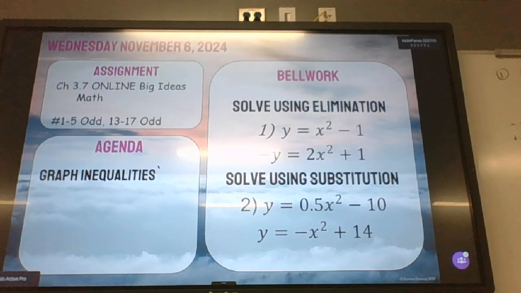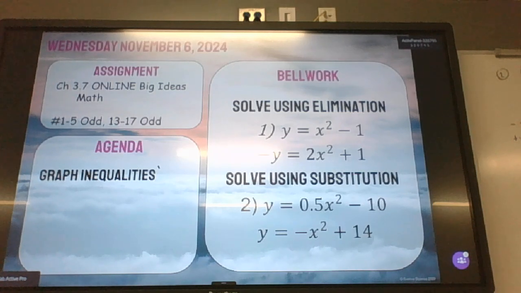So 14 equals 1.5x squared. That's 1 plus 0.5 is 1.5, minus 10. And then I have a quadratic here. Maybe I want to make it equal 0. Maybe. I don't have to. There's more than one right way. And this is 0 equals 1.5x squared minus 24.